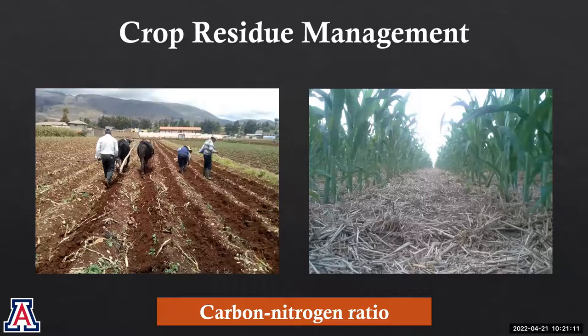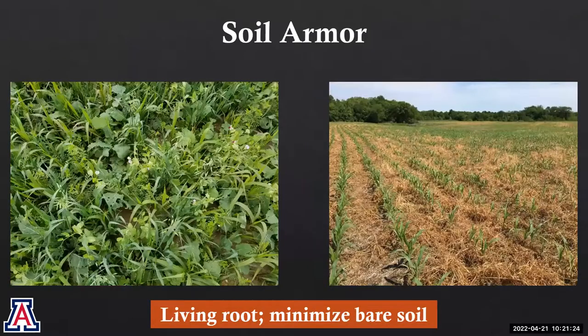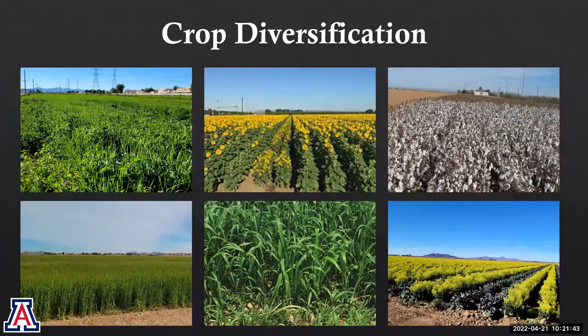Soil crop residue management. Because if you don't manage the residues properly, again, carbon and nitrogen ratio, think about that. Keep thinking about that. If the carbon and nitrogen ratio is too high, it will be a problem. So you have to manage soil armor in different ways. You can always grow a mix of cover crops, or maybe cut for forage. Or you can manage the residue to provide power. You need diverse crops.